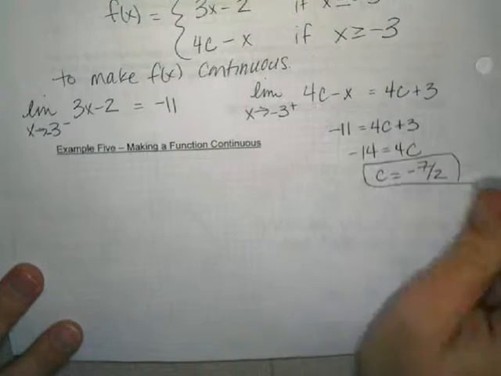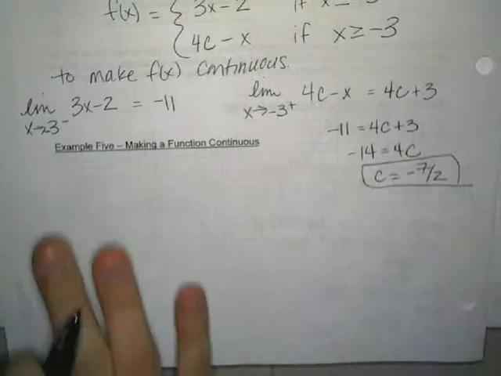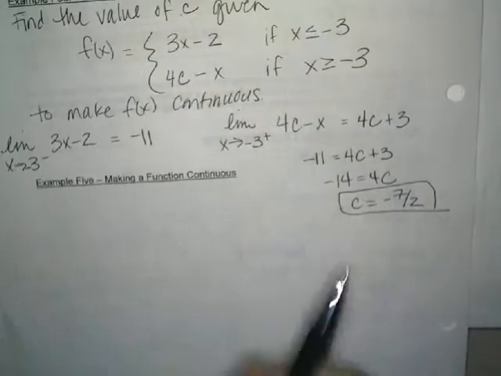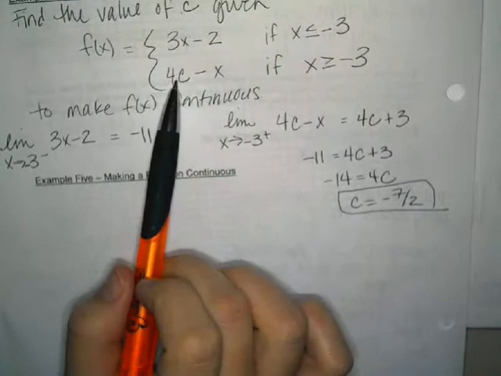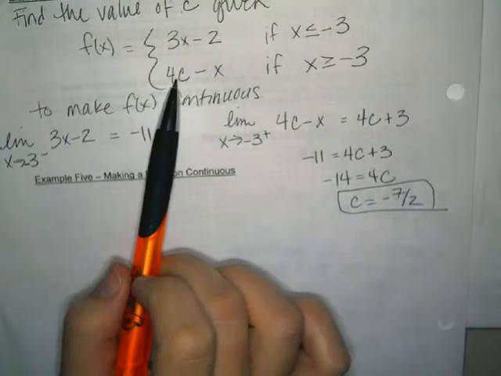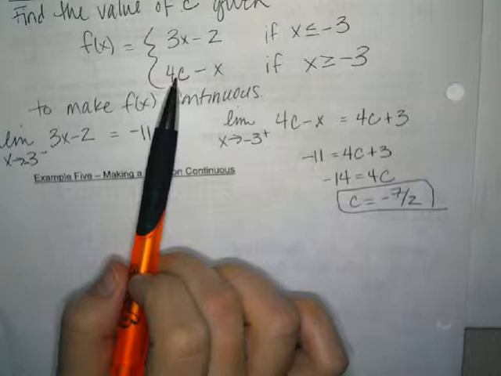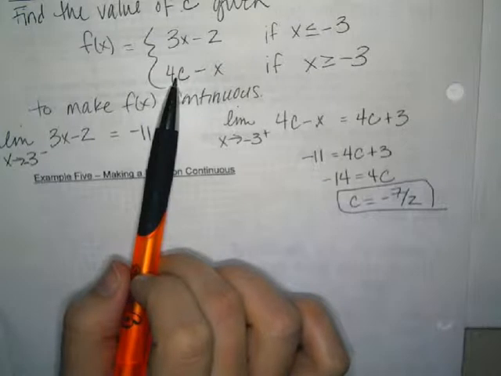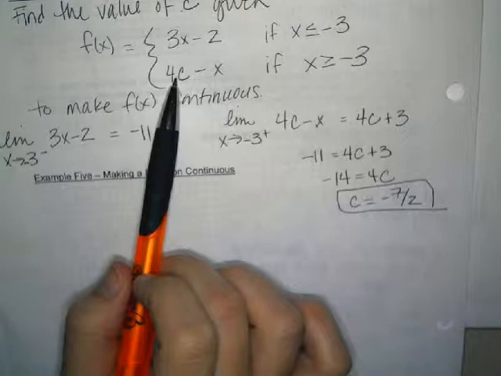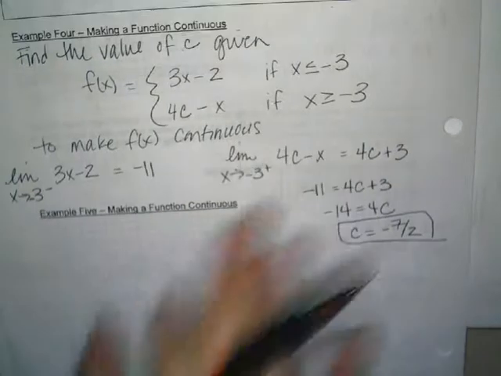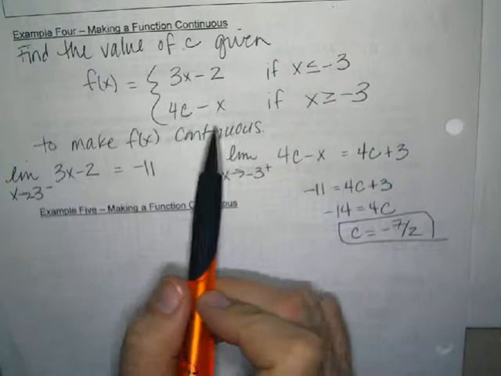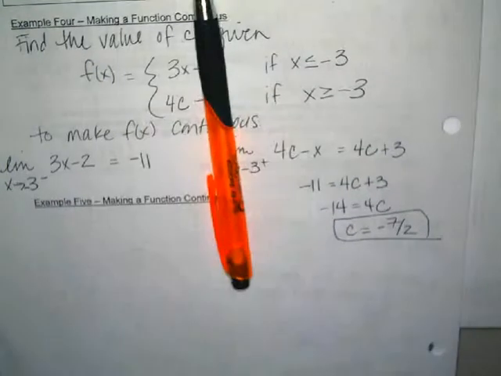And I think that's it. Now what this means is if I plugged in negative 7/2 here, I would get, what, negative 14? Yeah, negative 14. And then if I graphed negative 14 minus x and 3x minus 2, they would actually connect then. They wouldn't be broken apart. They would actually meet at that point of negative 3, and then your graph wouldn't be broken.